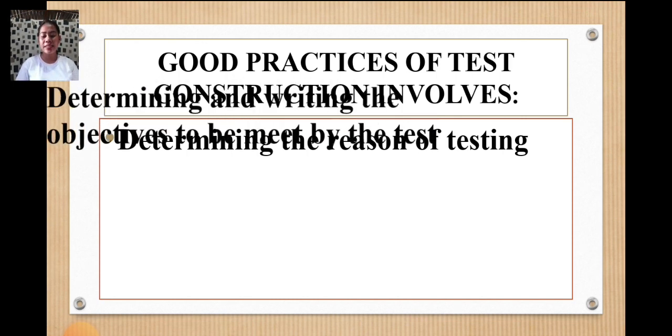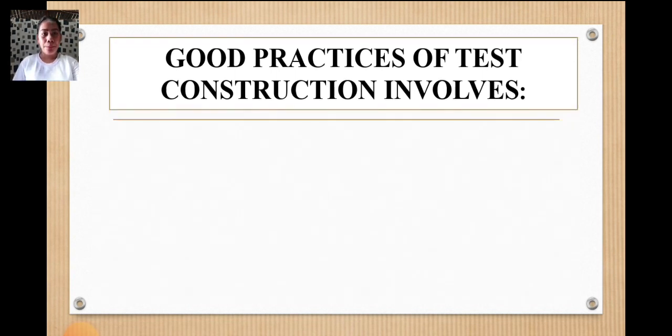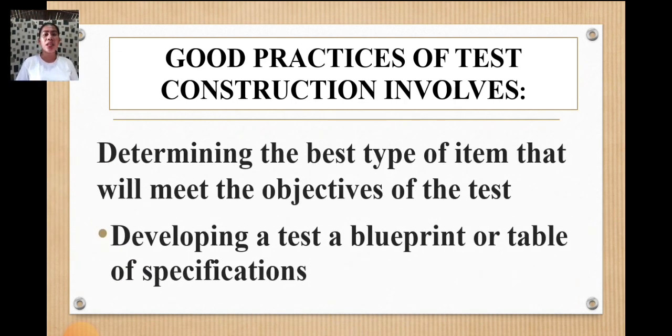Next is determining and writing the objectives to be met by the test. Determining the best type of item that will meet the objectives of the test. Kanang suitable, sakto, na ma-meet ang given na objectives. Developing a test blueprint or table of specification.